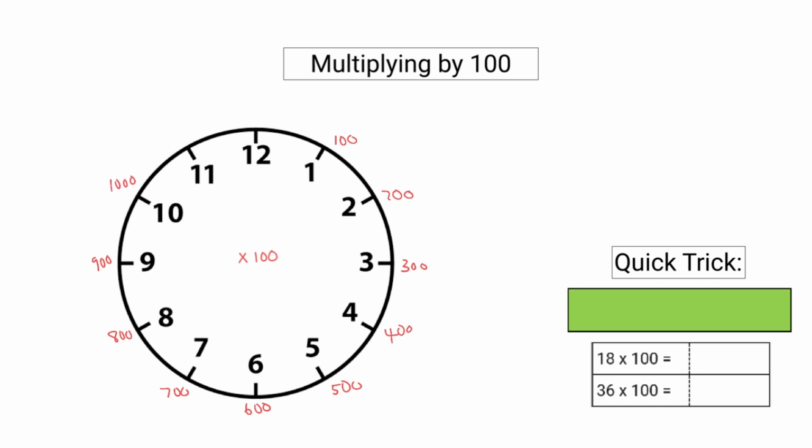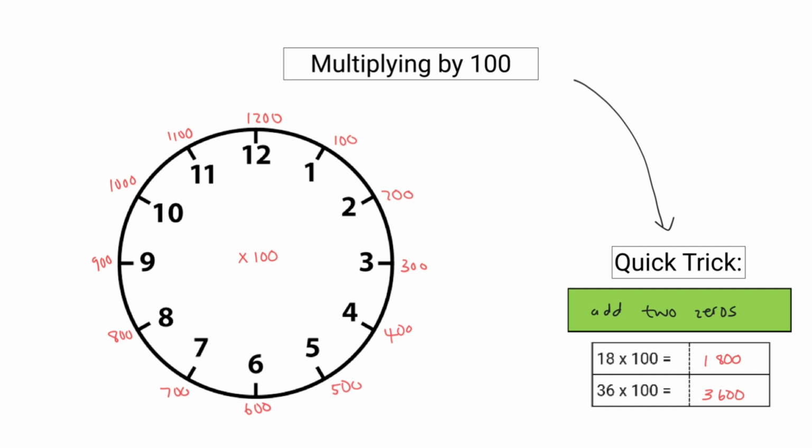This time, because we're multiplying by 100, remember 100's got 2 zeros. Our quick trick over here, we would add 2 zeros. Okay, so remember that can also be applied to any number. So if we look at these two down here, 18 times 100, all I have to do is add 2 zeros onto 18. So my answer is going to be 1,800. 36 times 100, I just add 2 zeros onto 36. So the answer is 3,600.